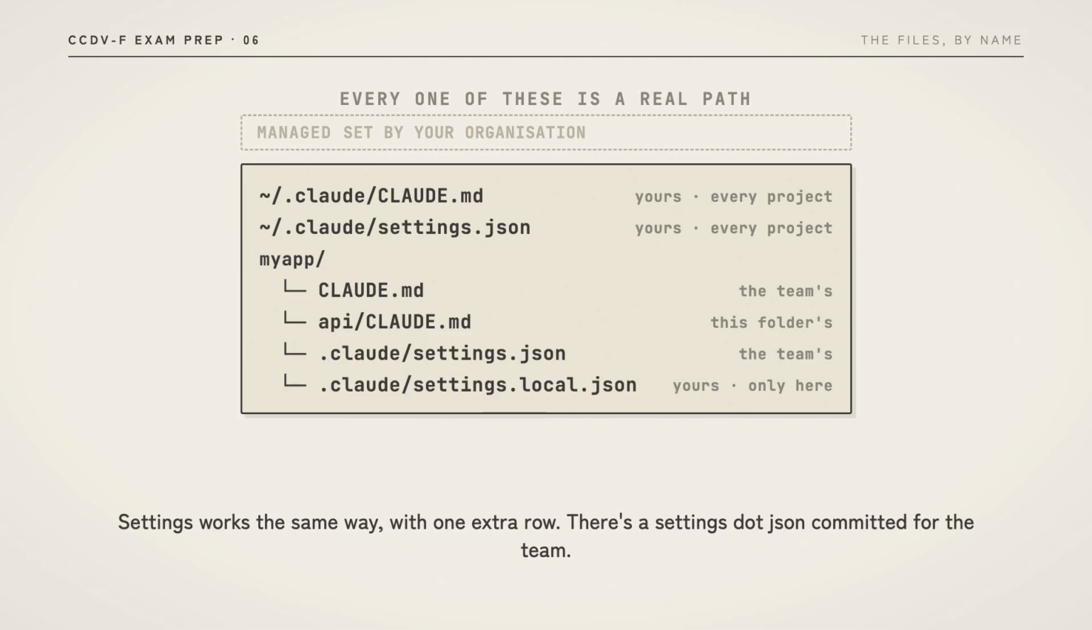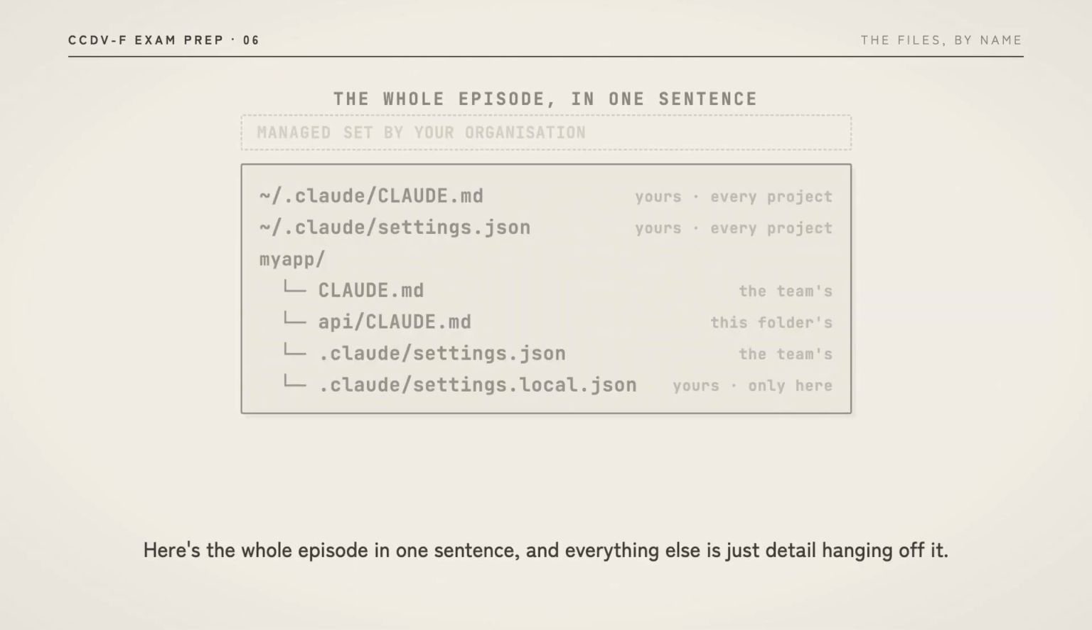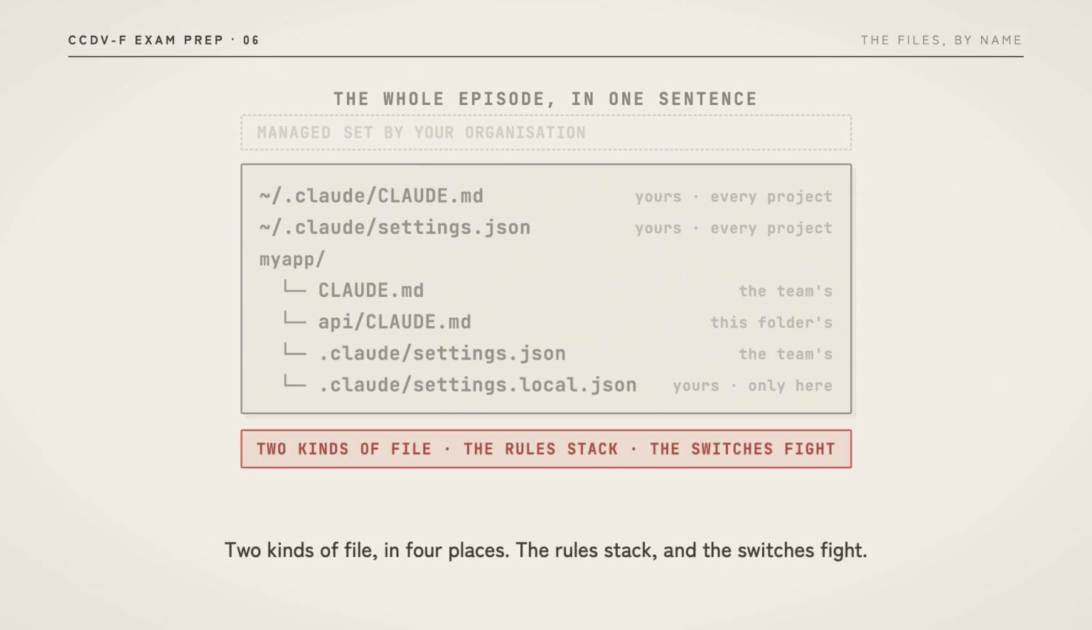Settings works the same way with one extra row. There is a settings.json committed for the team. And there's a settings.local.json that is yours alone and never gets committed. Here's the whole episode in one sentence, and everything else is just detail hanging off it. 2 kinds of file in 4 places.